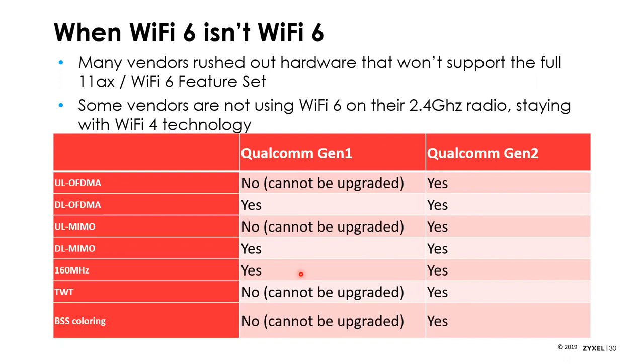The product page will say Wi-Fi 6, and it'll highlight the handful of features they do support and just won't mention the stuff that's not supported. So it gets kind of tricky sometimes to know what's truly a Wi-Fi 6 product and what's not. Some of these features are really key to the performance benefits you get with Wi-Fi 6. So it's really important to have a true Wi-Fi 6 chip on there.